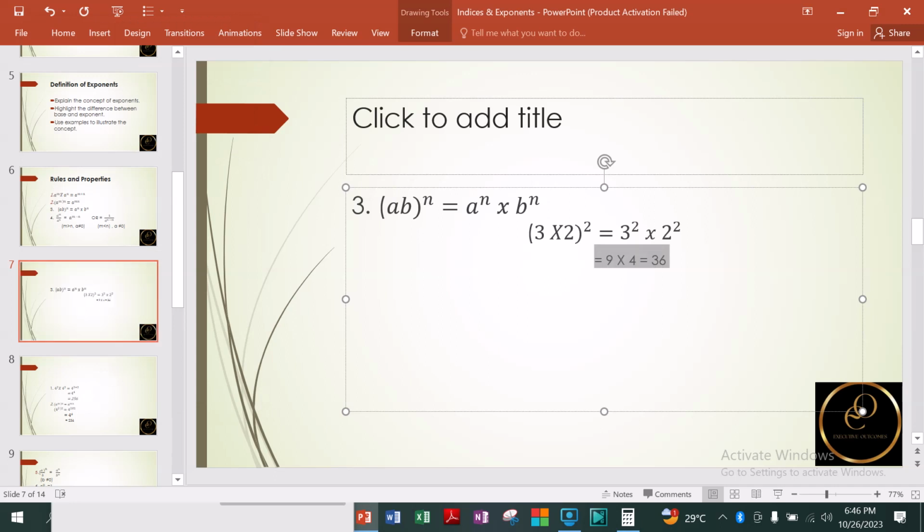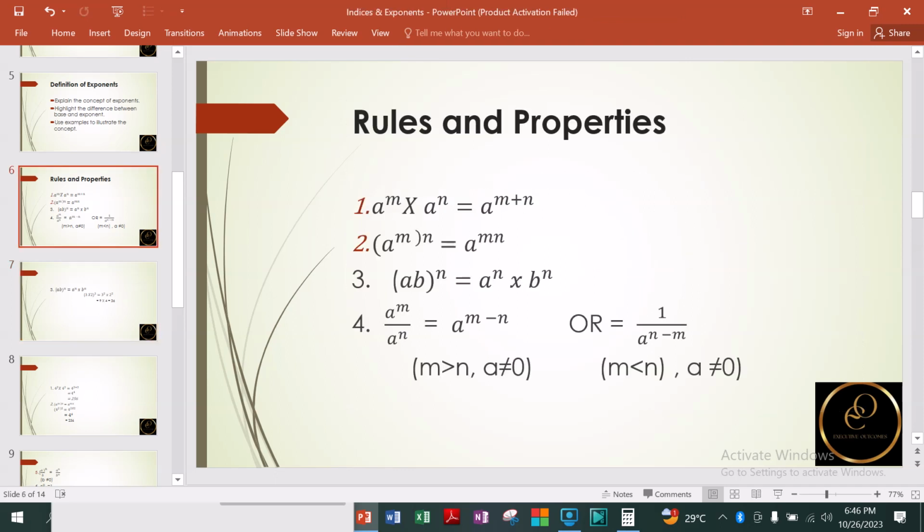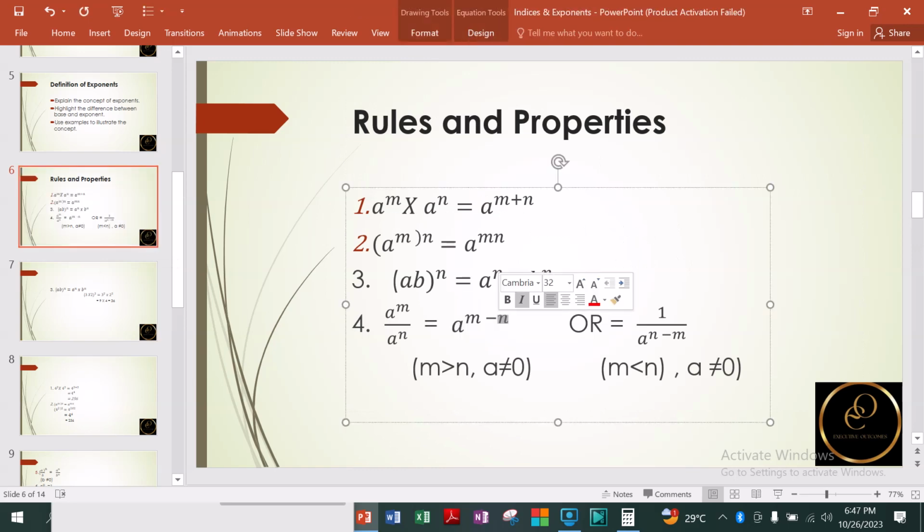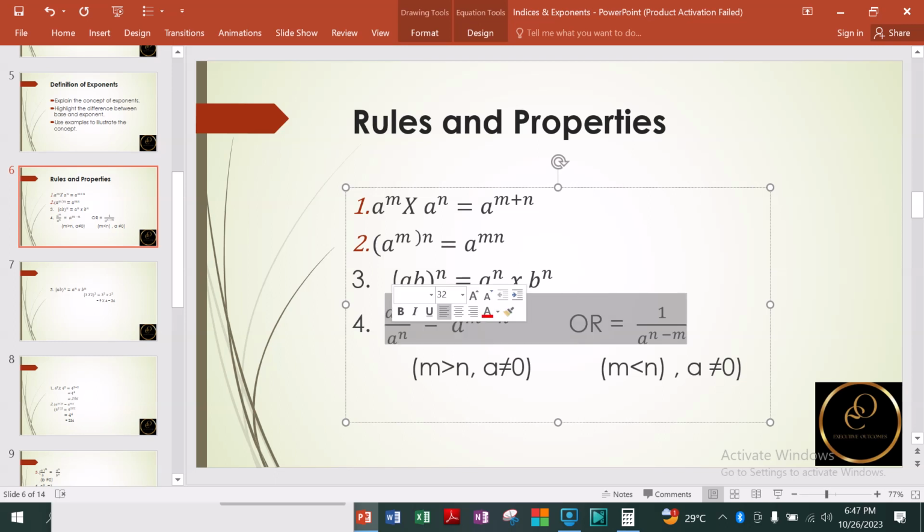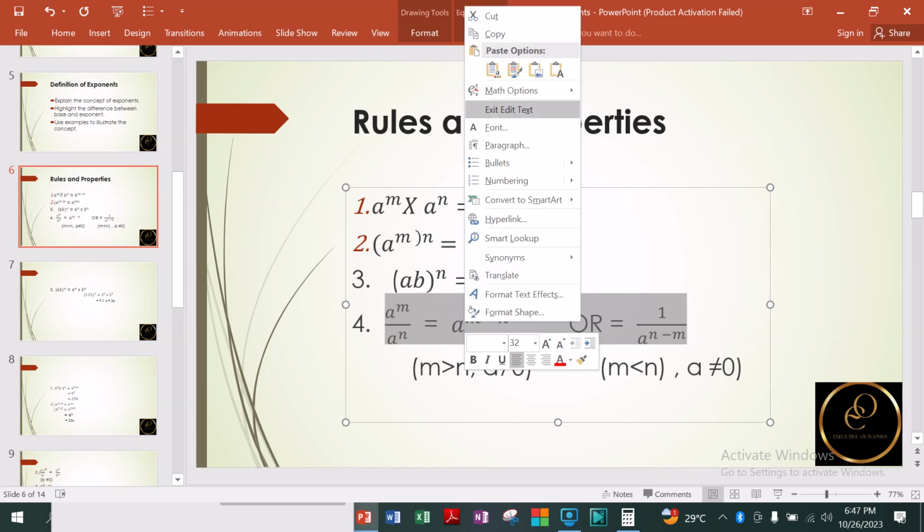So this is how you work out this type of exponents. That's how the exponents can be worked out. Okay, so let's look at the third property. In this case we are looking at this one. The third property can either be written as this first one or the next one.